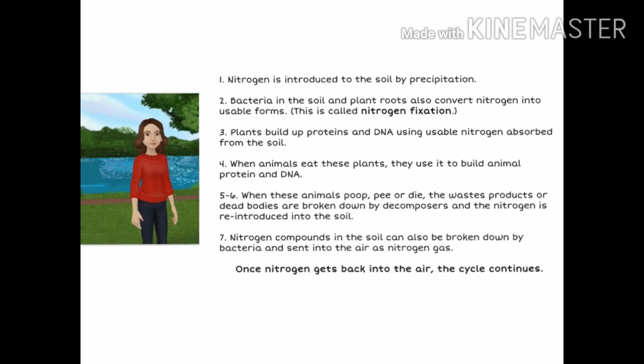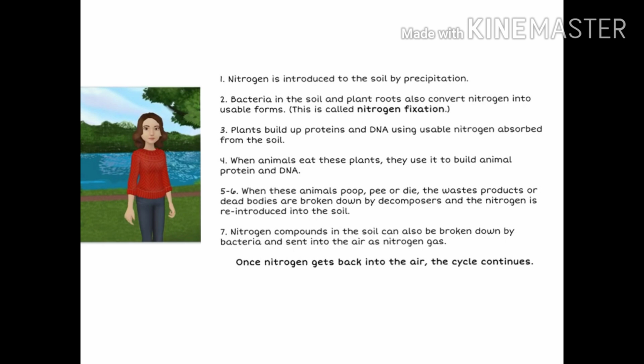So to review: 1. Nitrogen is introduced to the soil by precipitation. 2. Bacteria in the soil and plant roots also convert nitrogen into usable forms. This is called nitrogen fixation. 3. Plants build up proteins and DNA using usable nitrogen absorbed from the soil. 4. When animals eat these plants, they use it to build animal protein and DNA.